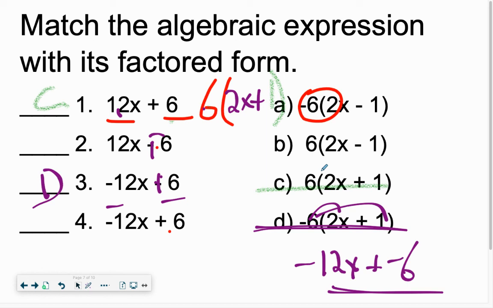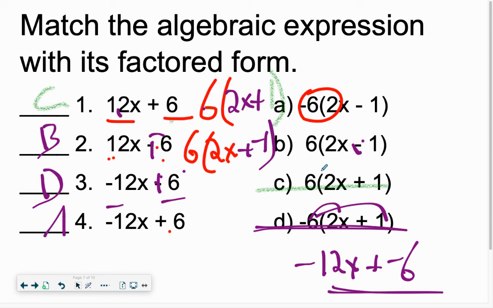But one more time, we'll come up here. In common between 12 and 6 would be 6. So factor out a 6. You're left with 2x plus a -1. So a +6 plus a -1, that gives us B. So by process of elimination, last one is A.